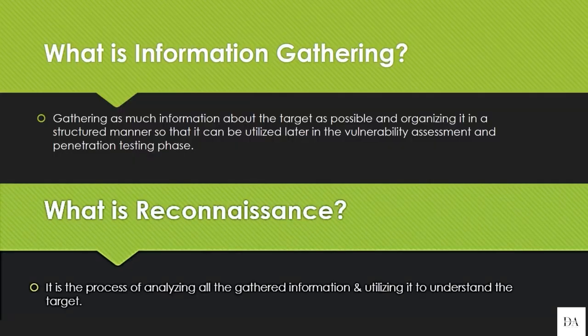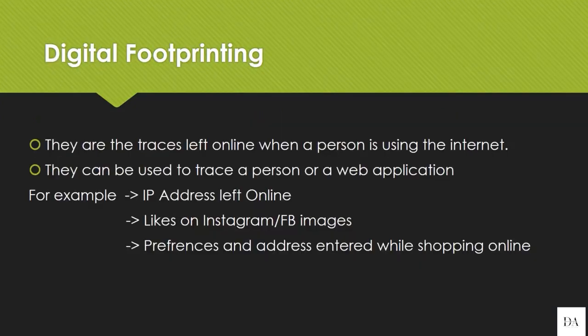What is information gathering? It is basically gathering as much information about the target as possible and organizing it in a structured manner so that it can be utilized later in the VAPT phase, which is also known as vulnerability assessment and penetration testing phase. Now, what is reconnaissance? It is the process of analyzing all the gathered information and utilizing it to understand the target.